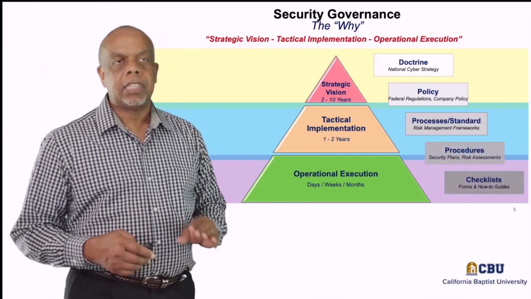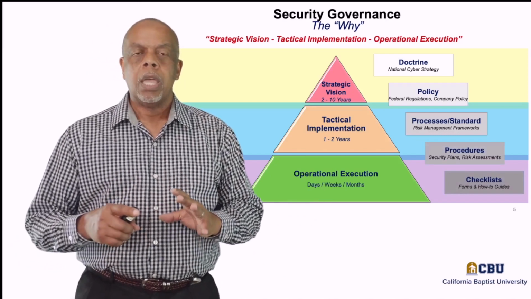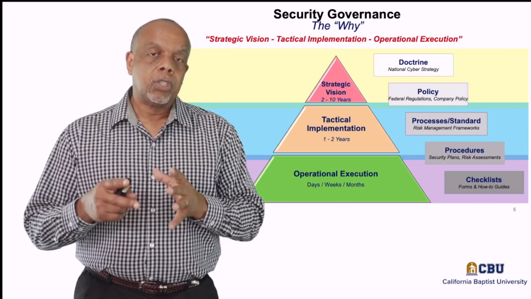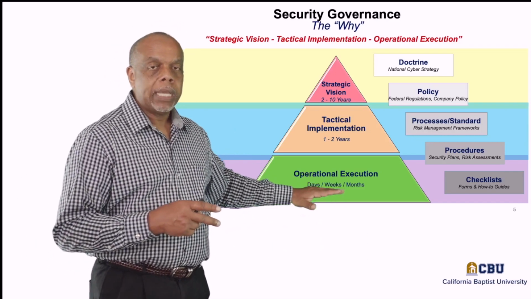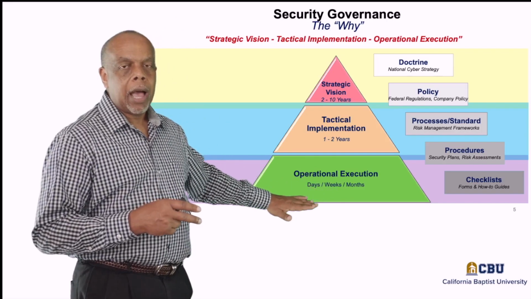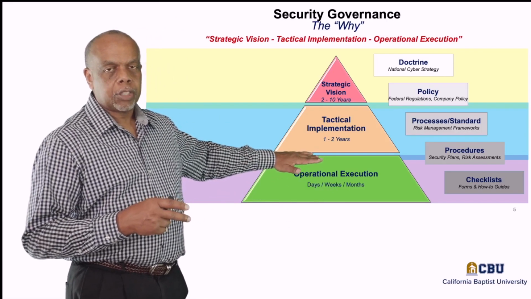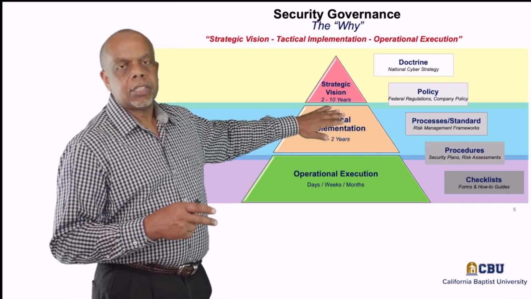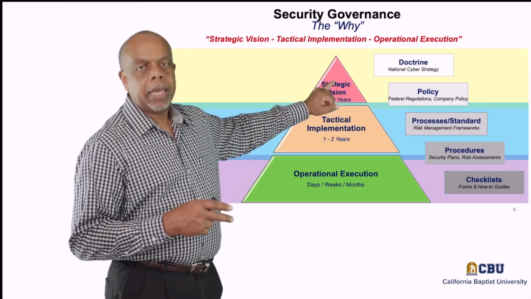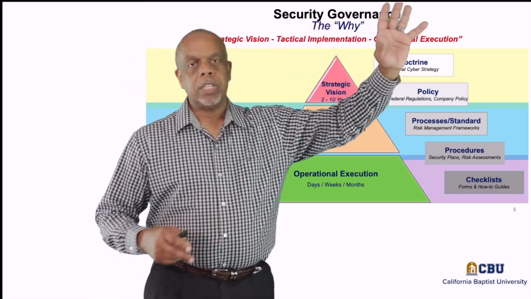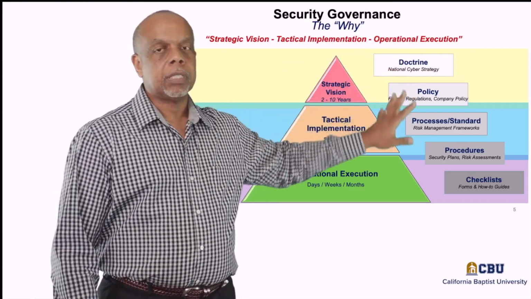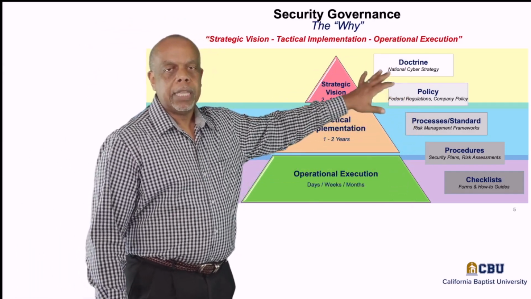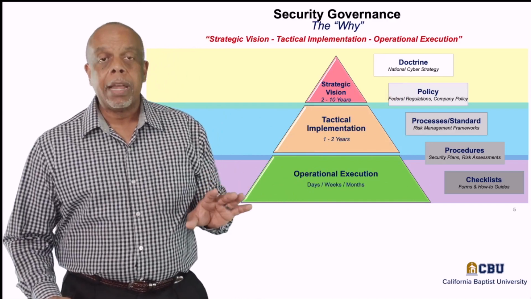This is the day-to-day things, the processes, the procedures, checklists, training, how-to guides, all these things that you have to have in place on a daily, weekly, monthly basis at the operational level that supports the tactical implementation, that 1 to 2 year level, that ties in directly to a strategic vision that's 2 to 10 years out. So you see how these pieces fit together. So when we talk governance, there's layers of governance within each of these areas.